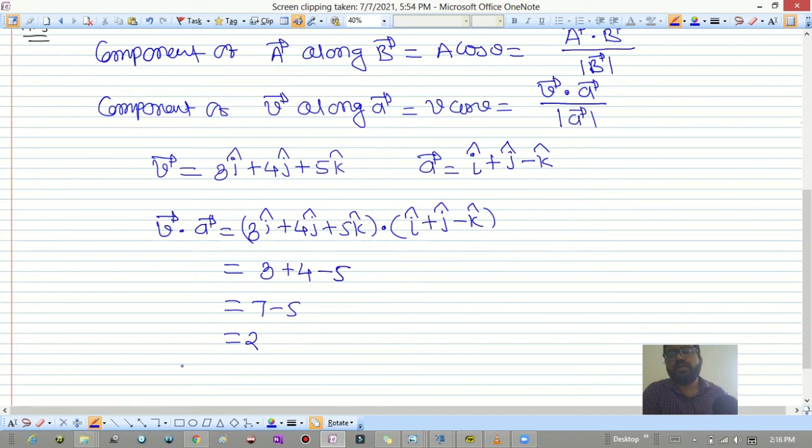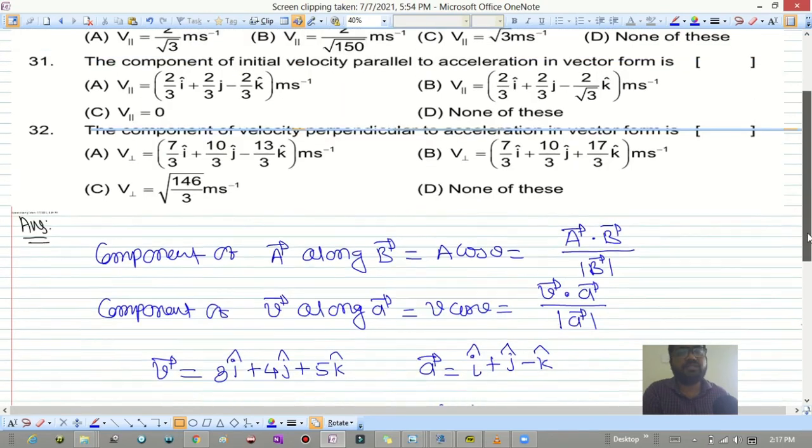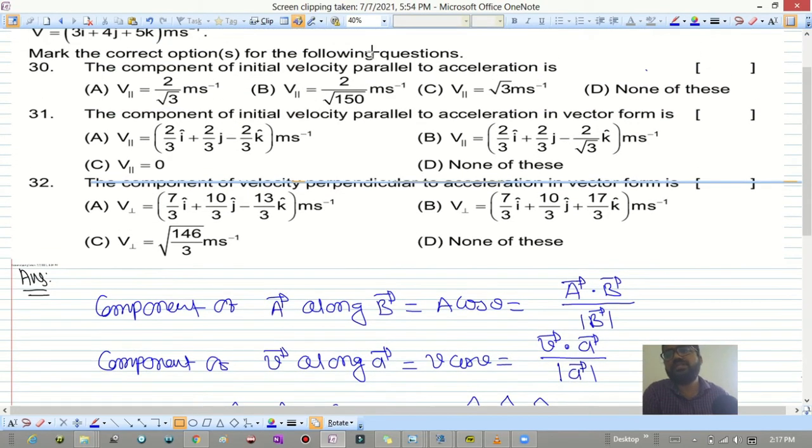And what is the magnitude of a bar? It is root of 1 plus 1 plus 1, that is squared, it is 1 only, root 3. So put it in that equation. So therefore V parallel will be equal to 2 divided by root 3. This is the answer for the first question. So I hope this is clear, and this is given in option A.